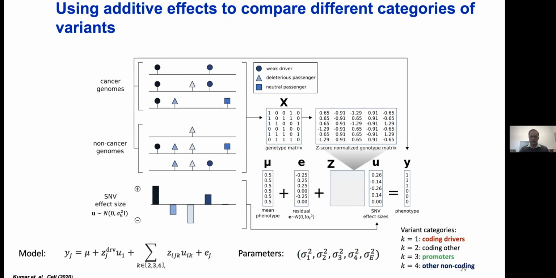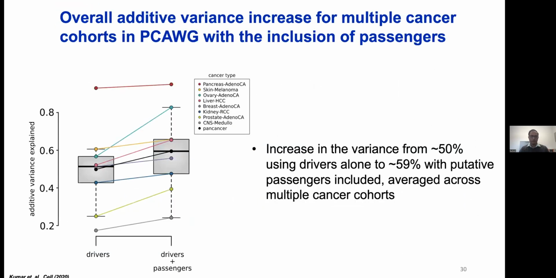Then we made our model slightly more complicated to stratify it, such that you can separate the contribution of coding drivers, coding non-driver mutations, promoters, and other non-coding non-driver mutations. And when we applied this model to eight different cancer cohorts as well as on a pan-cancer level, we found that obviously driver mutations have the highest predictability to identify a sample as cancerous versus non-cancerous.